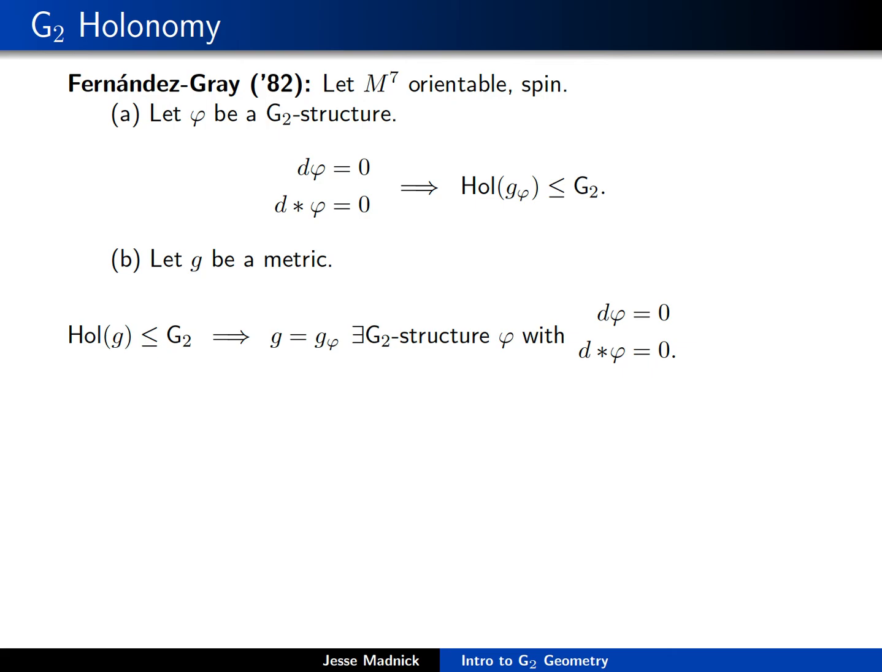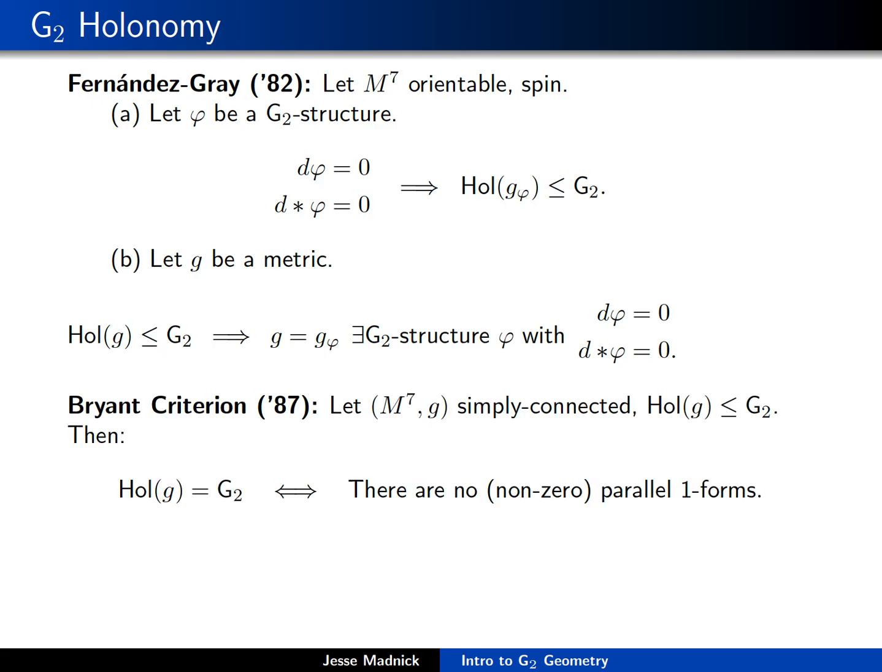So if you have any metric g whose holonomy is equal to G2 or contained in G2, then that metric must arise as the induced metric of a G2 structure that is torsion-free, closed and co-closed. You might say, okay, but I want the holonomy to equal G2. I want to get G2 on the nose.